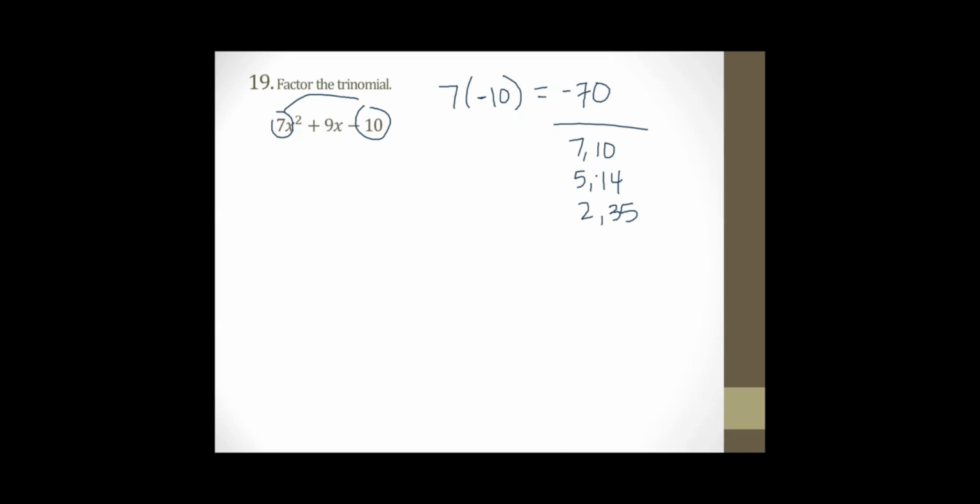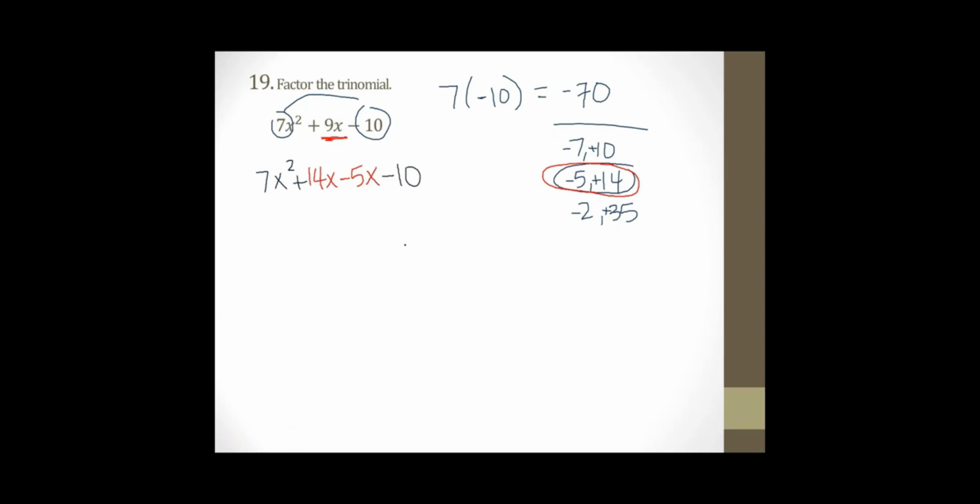So I'm going to set it up like this. I'm going to use grouping to factor this, so I'm going to rewrite 9x. I'm going to write 9x using my negative 5 and 14. It doesn't really matter how we set it up. I'm going to write 14x minus 5x. That equals 9x. So all I did was rewrite 9x using 14 and the negative 5. Okay, so now I'm going to bring down everything else, 7x squared and the minus 10.